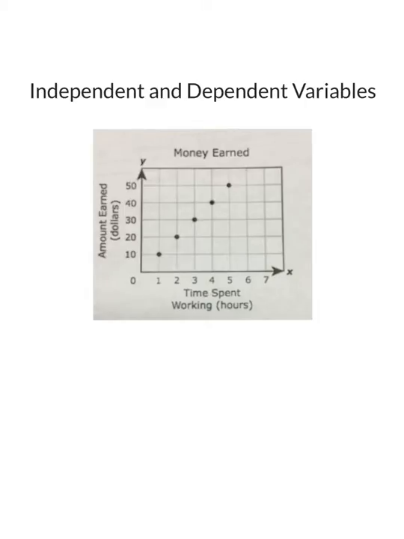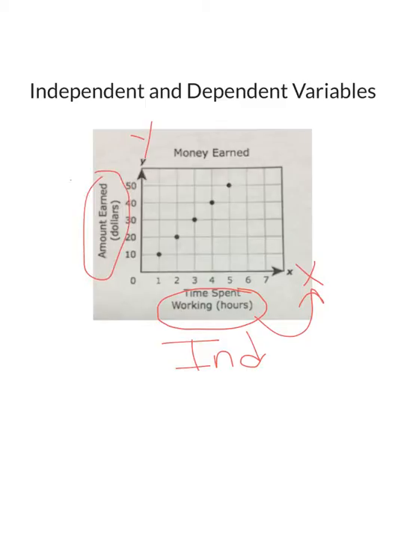When looking at a graph, remember that this is always the x-axis and this is always the y-axis. So when we're talking about independent and dependent variables on a graph, the bottom is going to be our independent variable because it goes with the x. And remember, x is always independent. The side over here is going to be our dependent because it goes with the y. And remember, the y is always dependent.